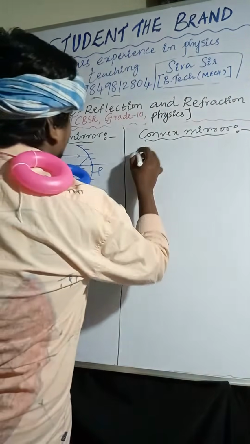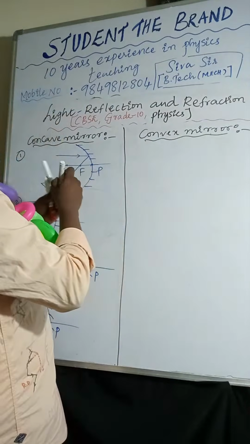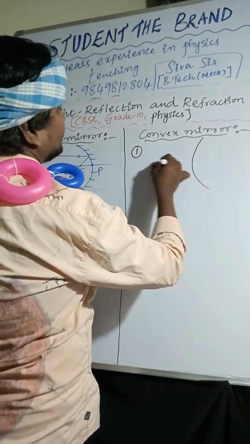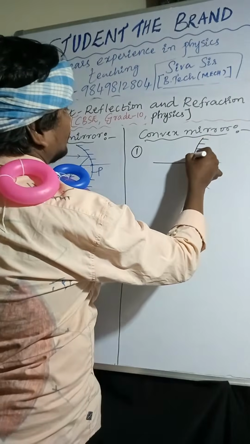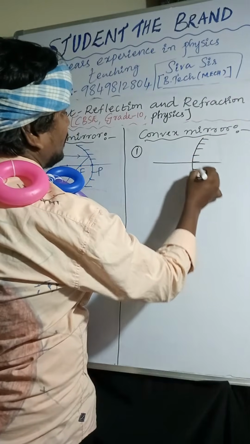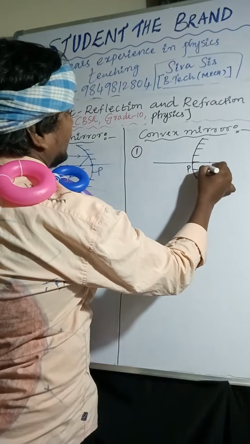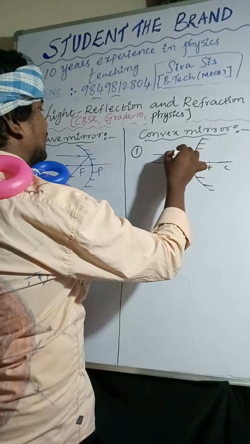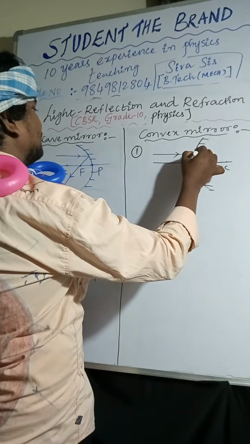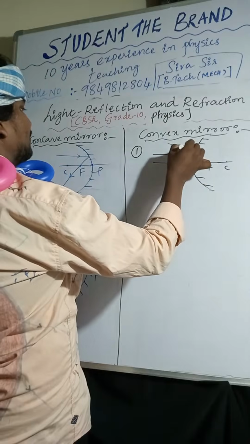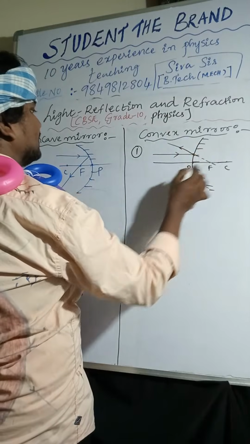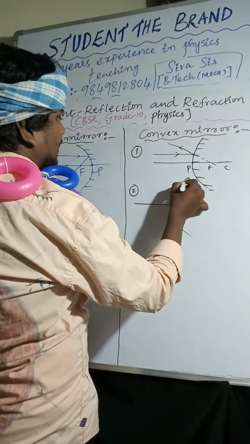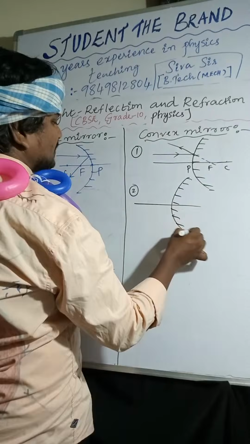Next one, coming to convex mirror. First one, convex mirror. Pole, focus, center of curvature. Light ray parallel to the principal axis, after reflection moves away from the principal axis. Second one, light ray passing through the focus.